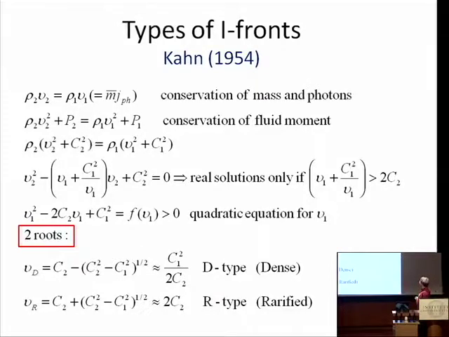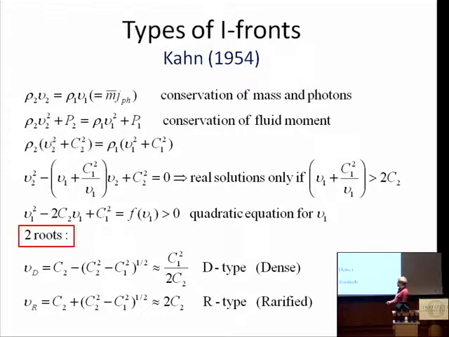And so now we can turn this into a quadratic equation for V1, that is the velocity of the incoming neutral gas relative to the sound speed in the incoming gas and the post-front sound speed. And this has two real roots, and they're written here. This is the velocity of the so-called D-type front, D for dense. This is what an I front moving into dense gas does. And then V sub R, this is the R-type front, so-called rarefied.